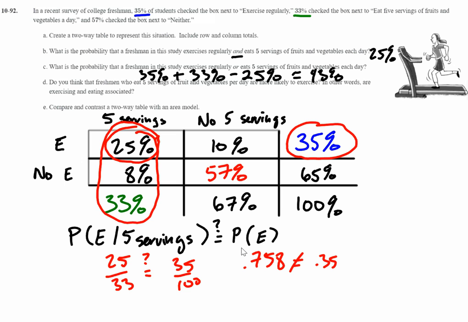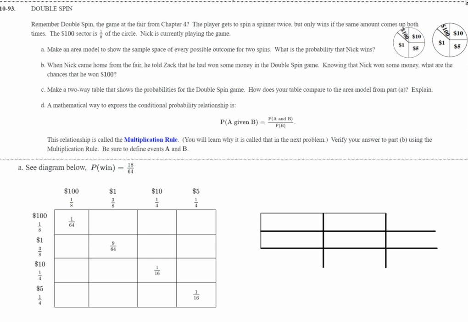So these are not independent. They're not independent, meaning they have an association. Probably if you eat 5 servings a day, you're caring about your body, and there may be an association with how much you exercise. So association, or associated, not independence.